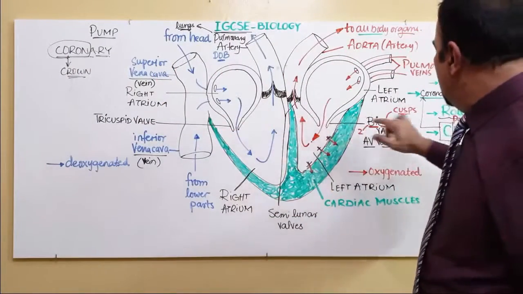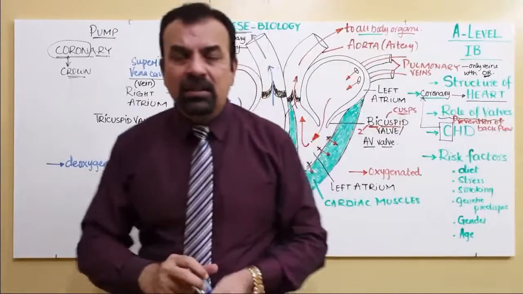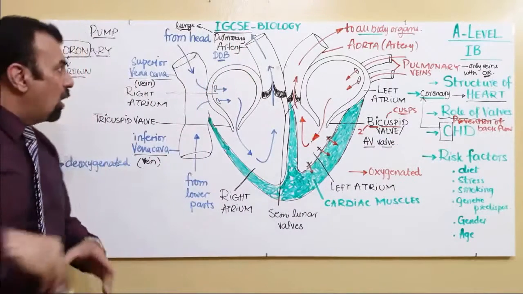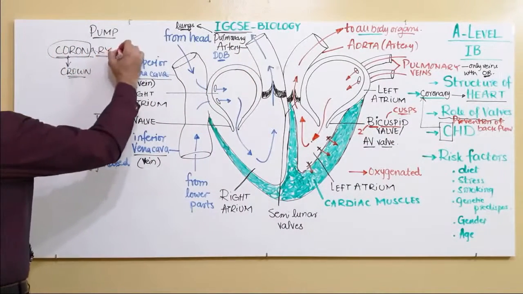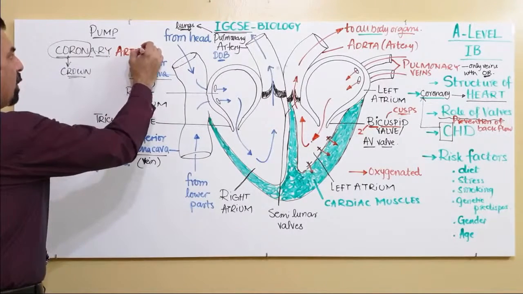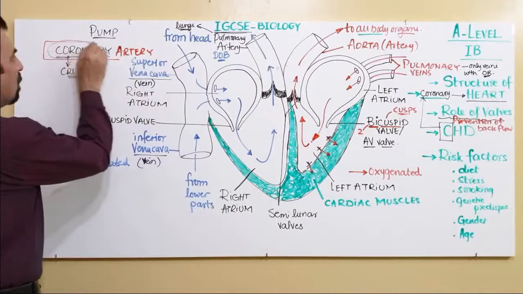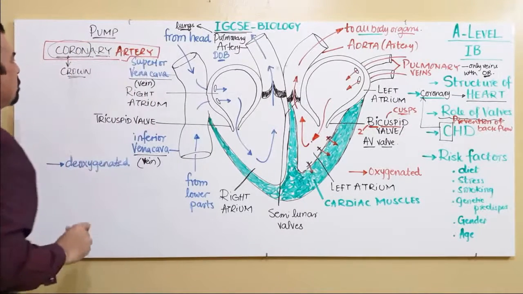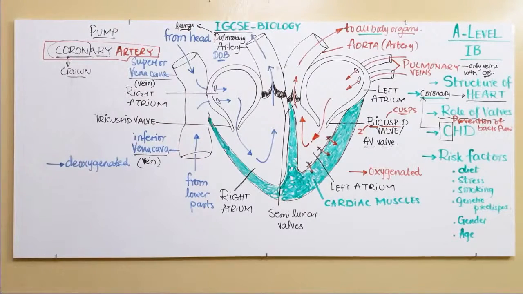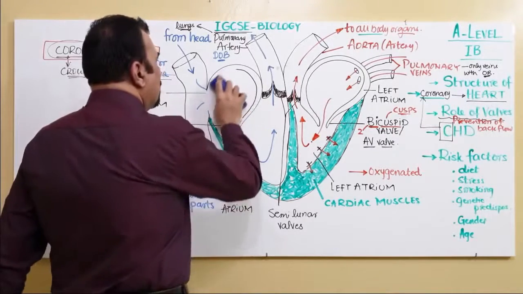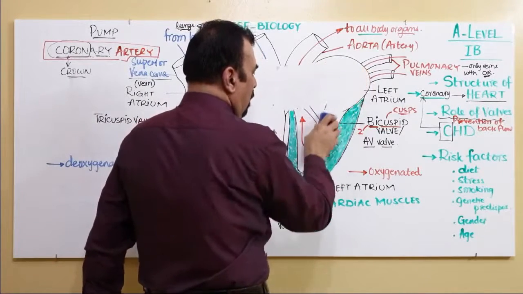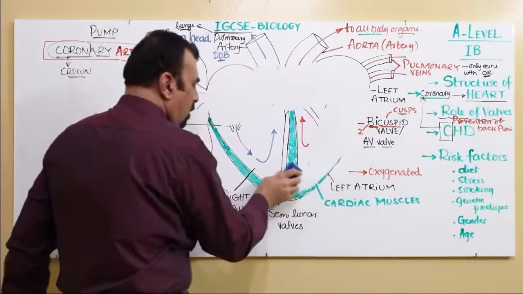Now we're going to see that coronary heart disease is actually a disease of the coronary artery. The coronary artery is the artery which supplies oxygenated blood to the heart itself. So we're going to erase this beautiful diagram from inside. If you look at the whole structure of the heart, how does the whole thing look?